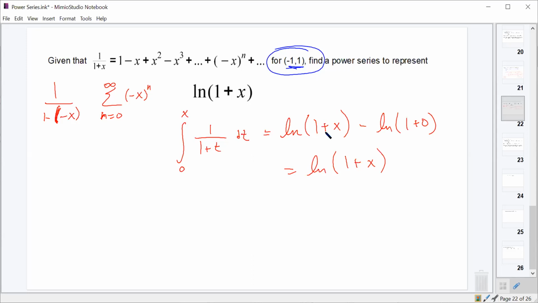So all we have to do then is integrate our summation from n equals 0 to infinity of our negative x to the n, which is -1 to the n, x to the n. And how do we integrate -1 to the n, x to the n?